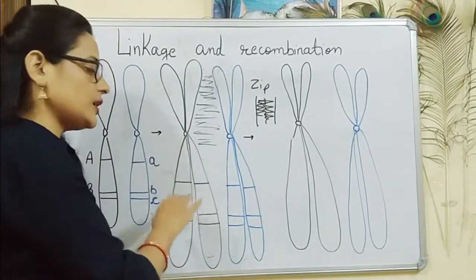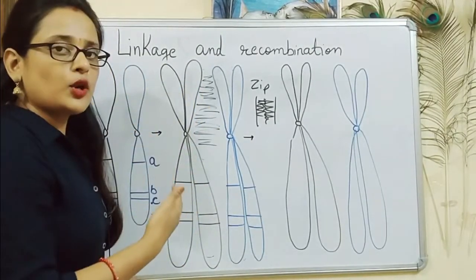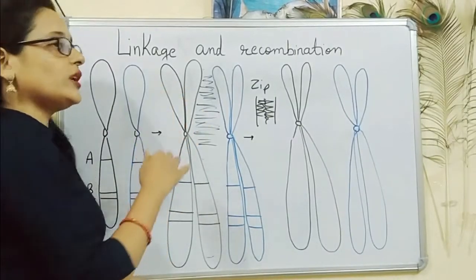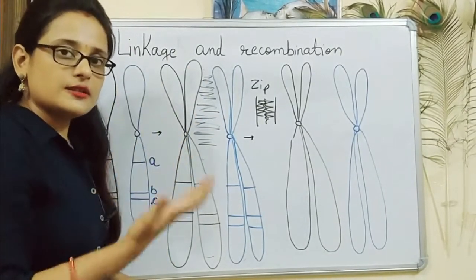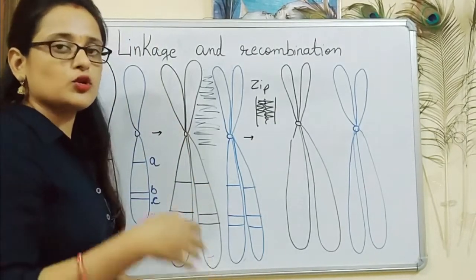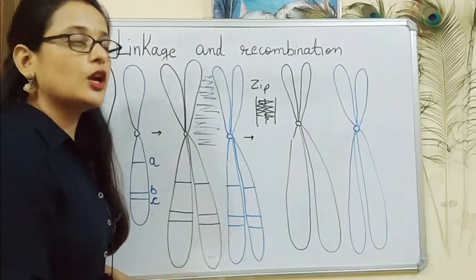I'm considering only one position over here, and crossing over is a random process, which means there is no fixed pattern that it will take place only between gene 5 or gene 6. It can take place between any gene or any chromosome. The thing is, it will take place between two non-sister chromatids only.